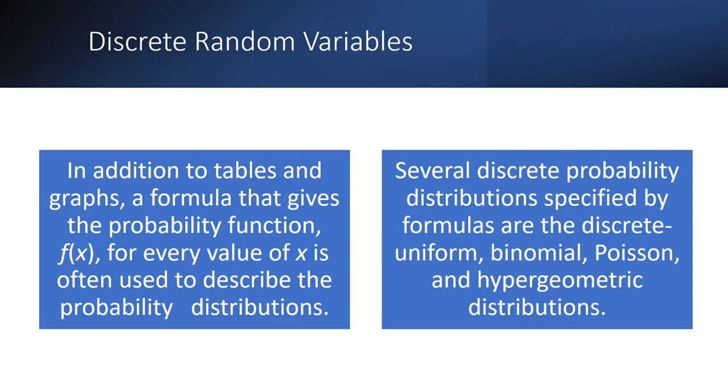And so we have several discrete probability distributions that are specified by formulas, including uniform, binomial, Poisson, and hypergeometric distributions. We will talk a little bit about uniform and hypergeometric, but mainly focus on binomial and Poisson in our next unit when we are starting to talk about distributions more in depth.